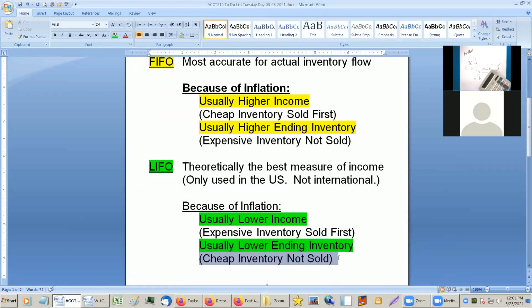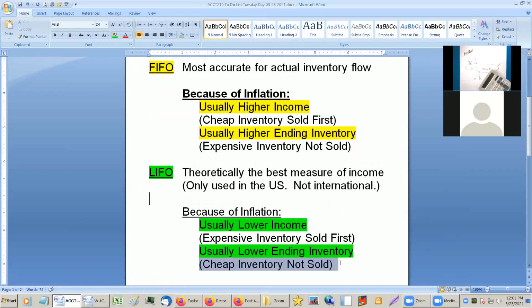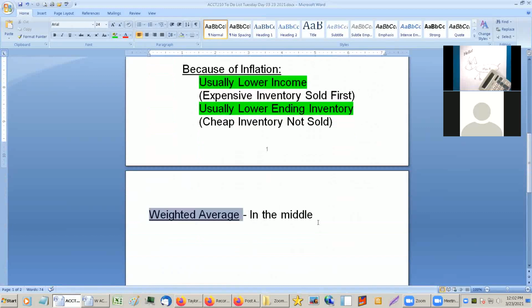The cheap inventory is not sold. This inventory might be on the books at prices from 1974. And one of the reasons why I think the international people don't like it is the ending inventory could be on the books at something ridiculously low that doesn't really reflect what's in the ending inventory. My guess is, because you get inventory on there for decades, they say no, you can't do that, because your financial statement, your balance sheet will be really misstated, because you'll have stuff on there from years ago. And average cost, somewhere in the middle.